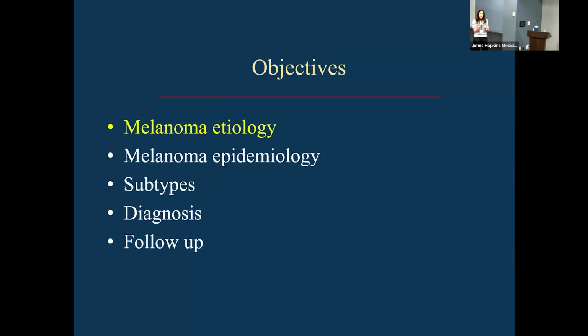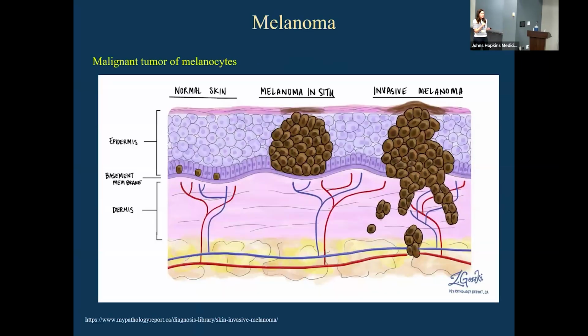So first and foremost, what is melanoma? Melanoma is a tumor of melanocytes. It is a malignant tumor of melanocytes. And melanocytes are the cells.